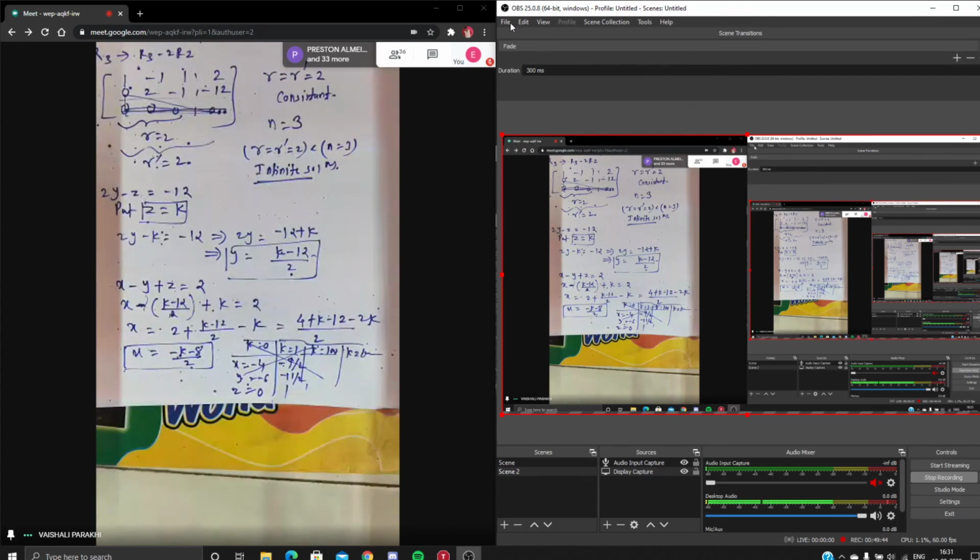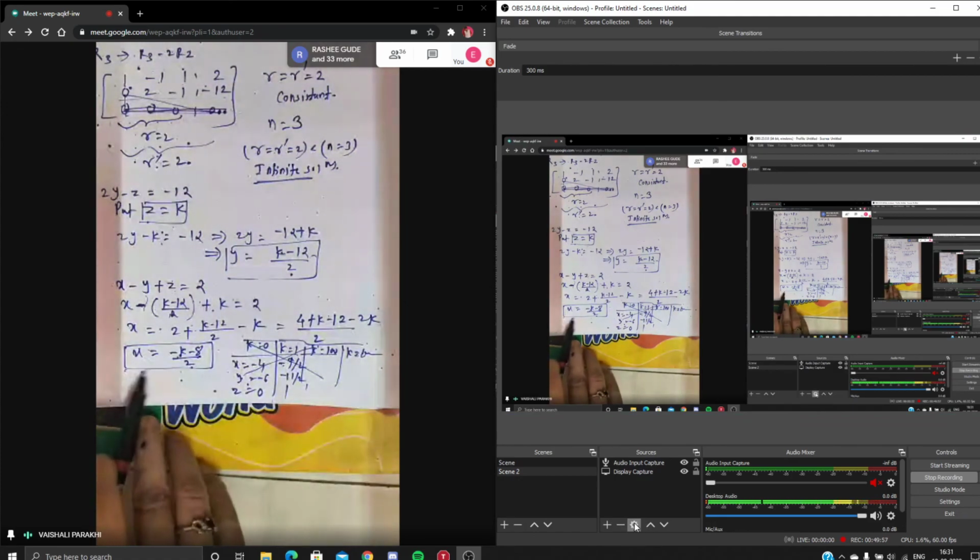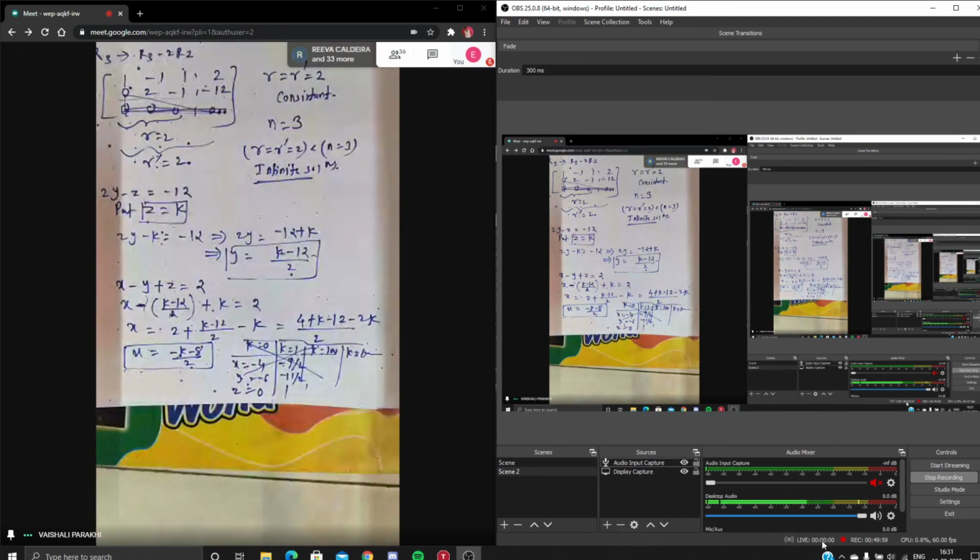Ma'am, is it necessary to show the k values, like putting the k values and solving further? No. You have to stop here. x equal to minus k minus 8 by 2. That's all. Okay, ma'am.